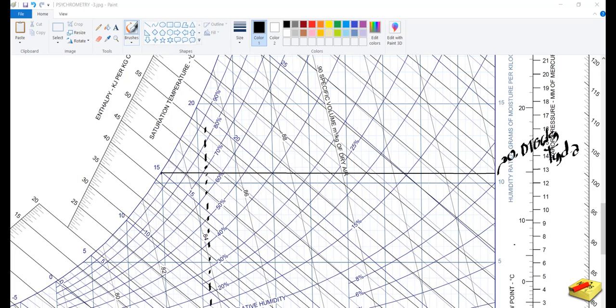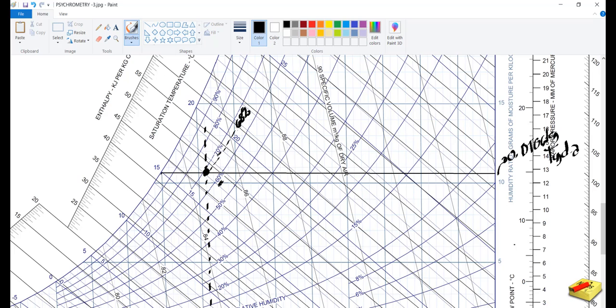So here is where they intercept. So we have an interception here. Determining also the relative humidity, you will notice here we have 60% and 70%. So it is in between here, so it can be identified as 68%.